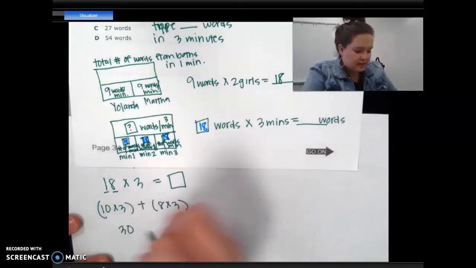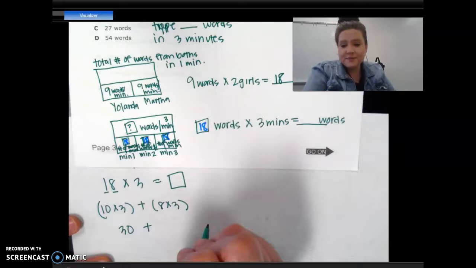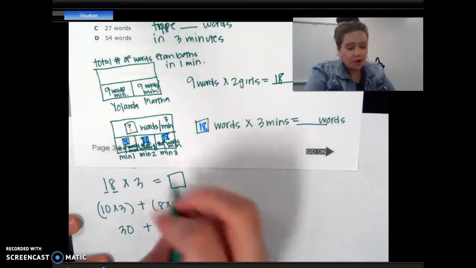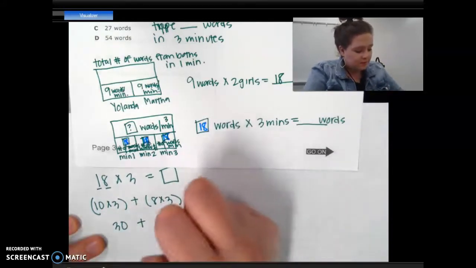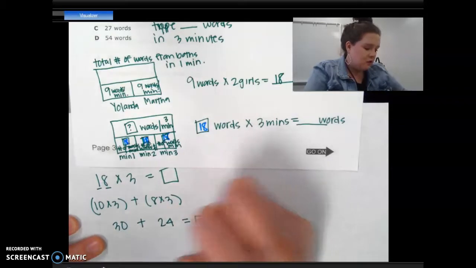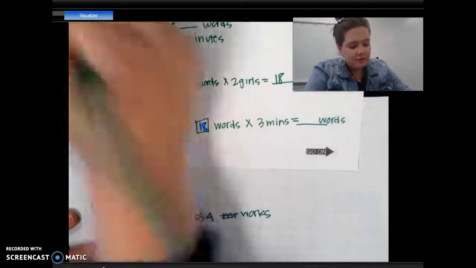10 times 3 is 30. 8 times 3, what's 8 times 3? Good job. I know some of you said it. It's 24, which equals 54 words. Okay? So the correct answer for this problem was letter D.